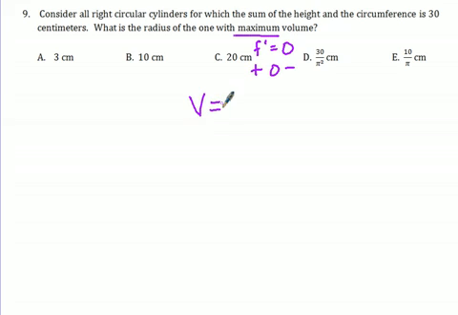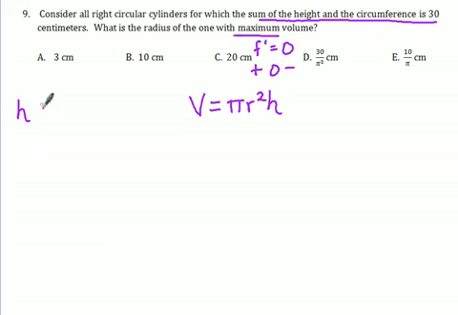So volume of a cylinder, area of the base times the height, which in this case would be pi r squared times h. But if I'm going to do a derivative here, I really just need to know something about the radius. I don't need the height in this equation. I need to replace it with something that involves the radius. So that's where this information comes in. The sum of the height and the circumference is 30.